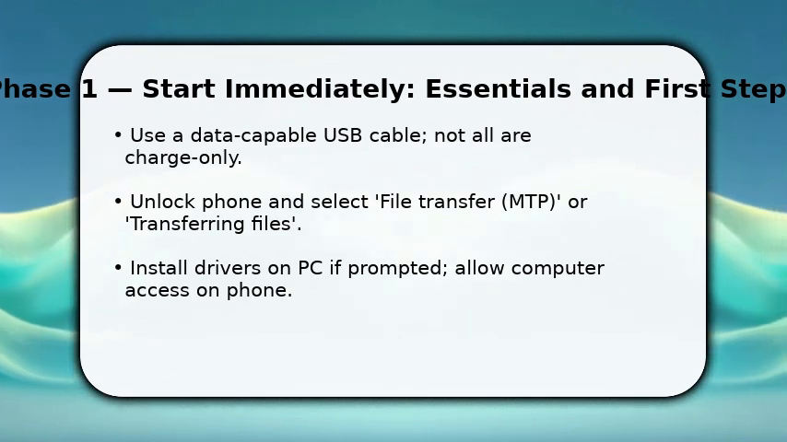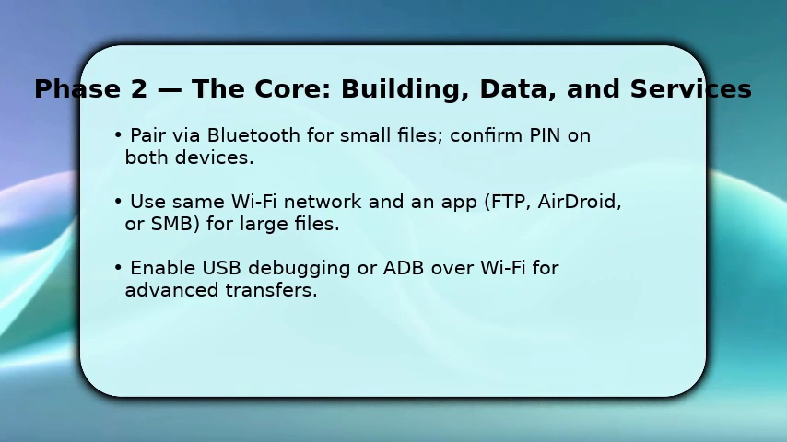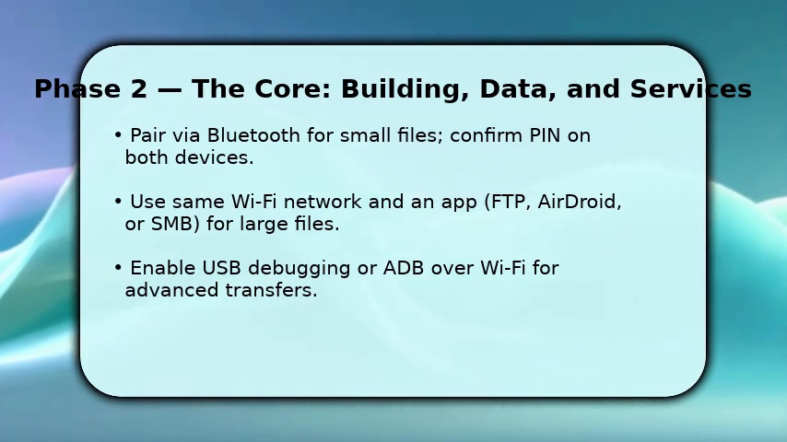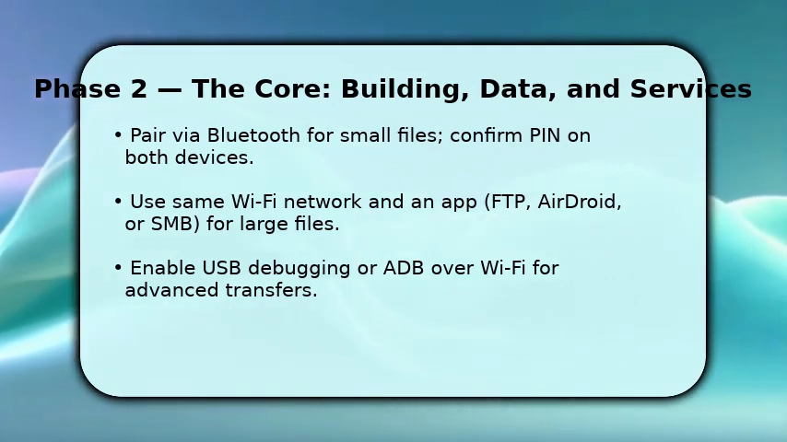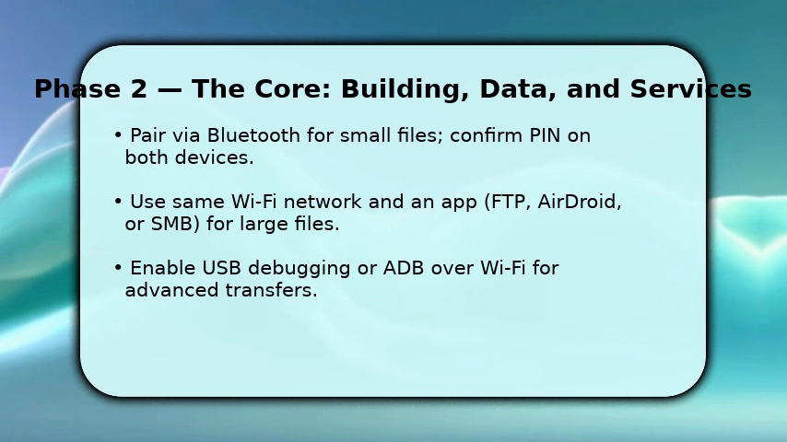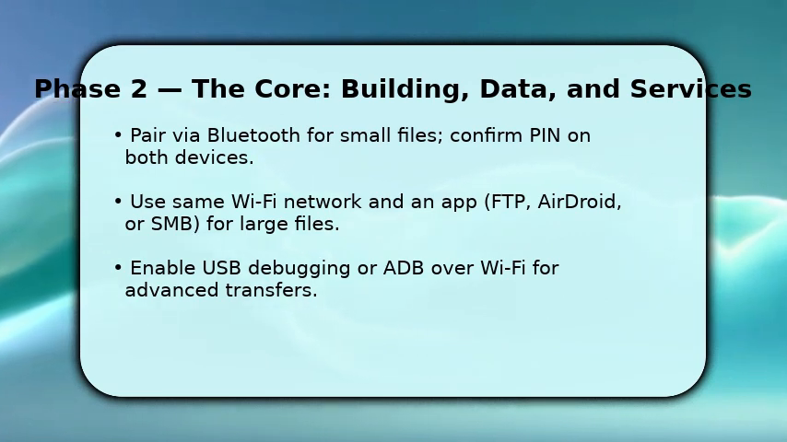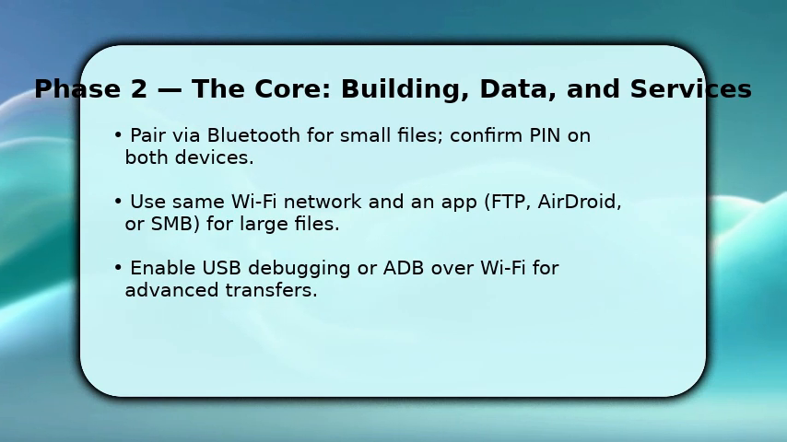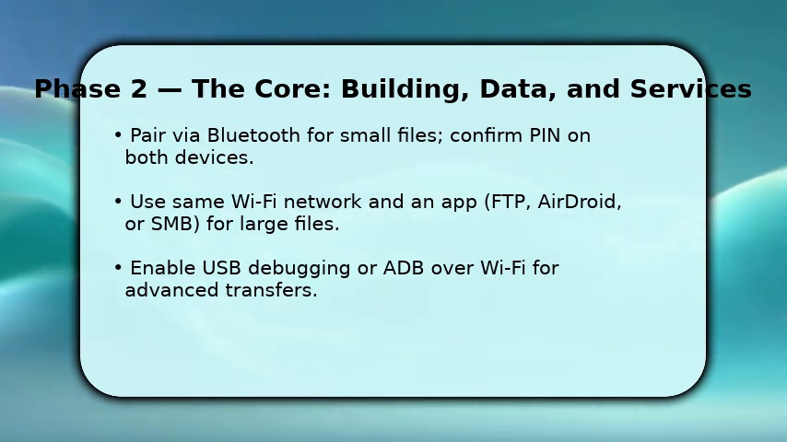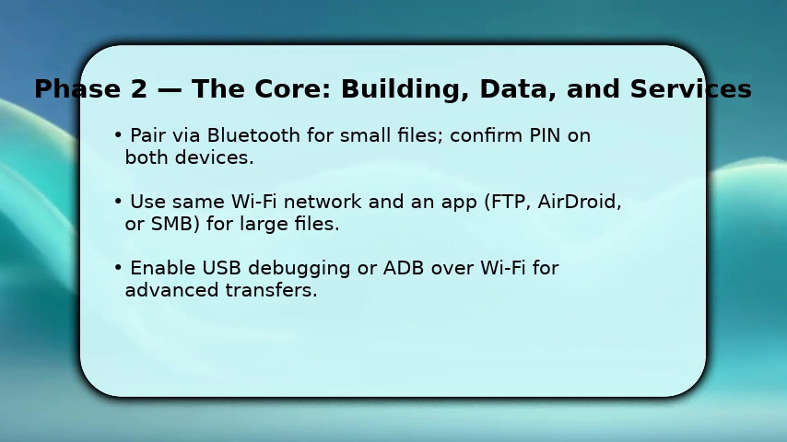Once wired is covered, you can switch to wireless for convenience. For quick tiny files, use Bluetooth pairing, confirm the PIN on both devices, and accept transfers. For larger work, put both devices on the same Wi-Fi network and run an FTP, SMB, or AirDroid session. Start the server on the phone and connect from the PC. Make sure to grant storage permissions.